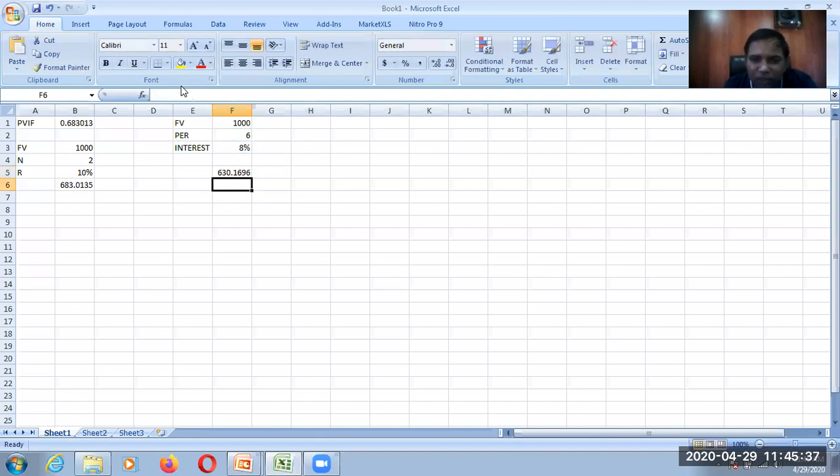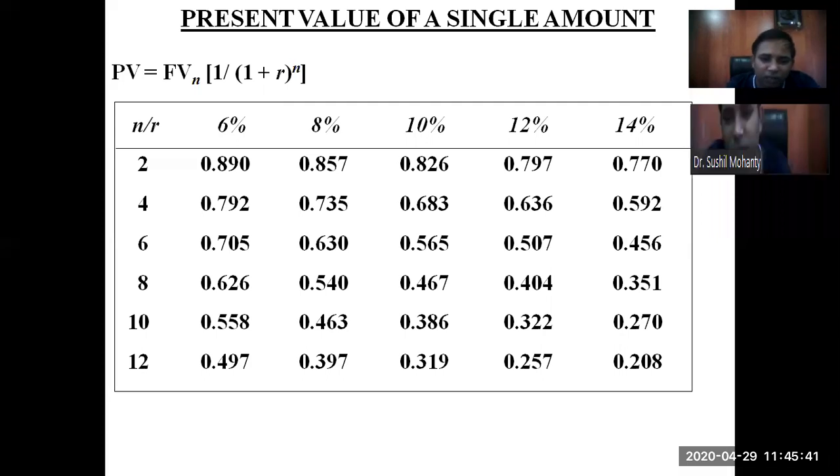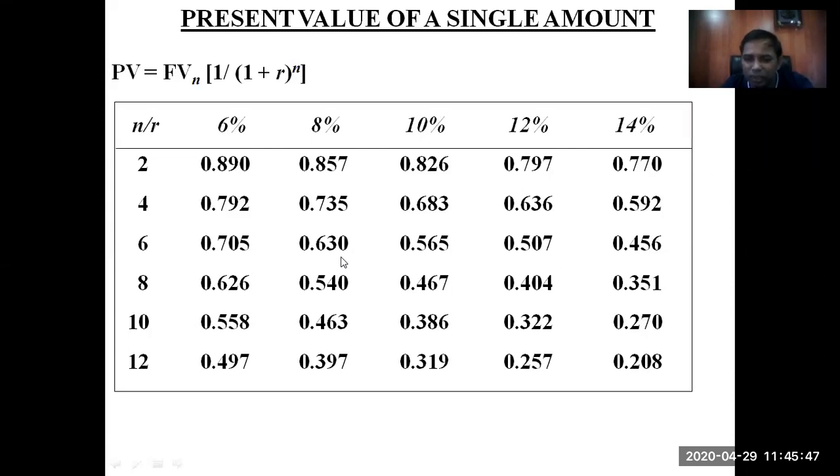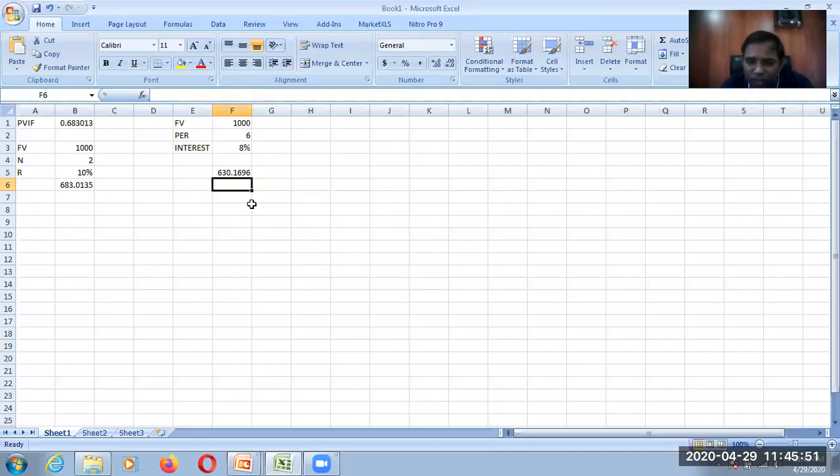It is 630.1696. Now let us see here. We were discussing 6 years at 8 percent, which is 0.630. I calculated the same over here. When I am supposed to receive 1000 after 6 years, if I receive the amount today, I will be receiving 630 rupees instead of 1000.